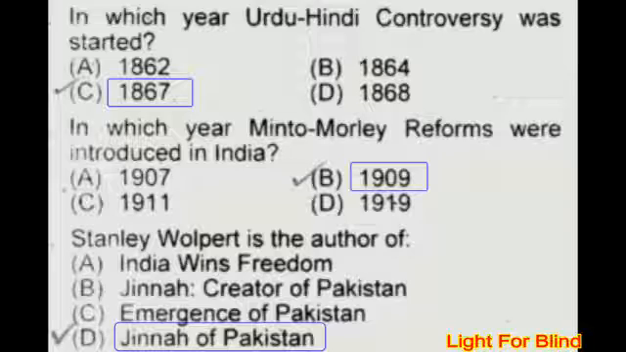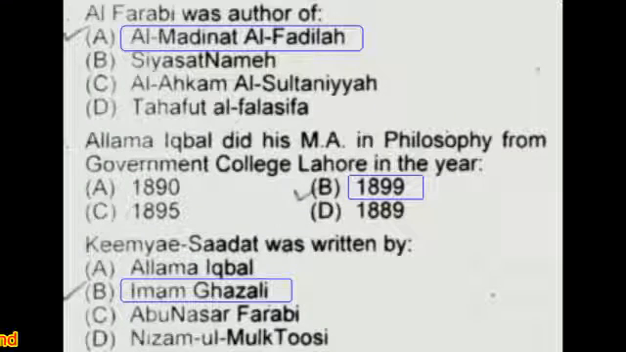Number 52. In which year Minto Morley reforms were introduced in India? Answer is 1909. Number 53. Stanley Wolpert is the author of. Answer is Jinnah of Pakistan. Number 54. Al-Farabi was author of. Answer is Al-Madinatul Fazilat.